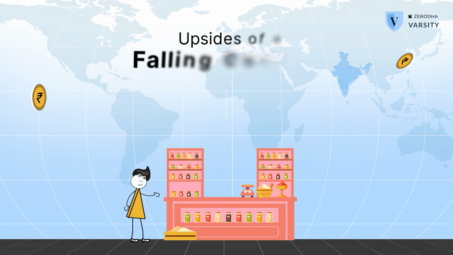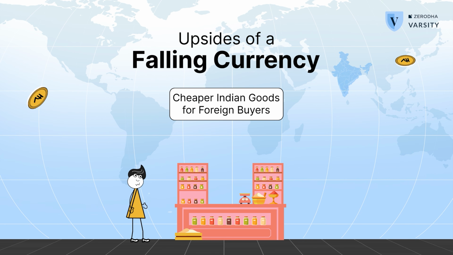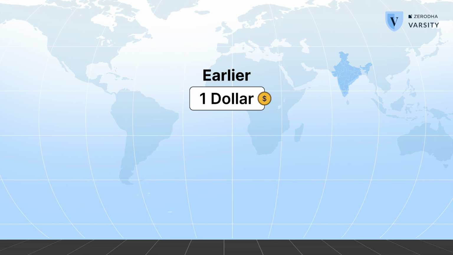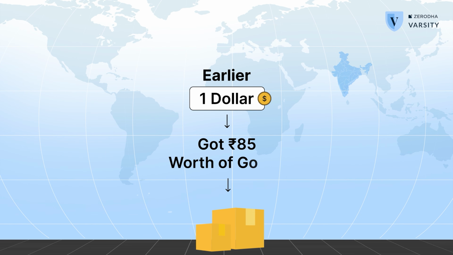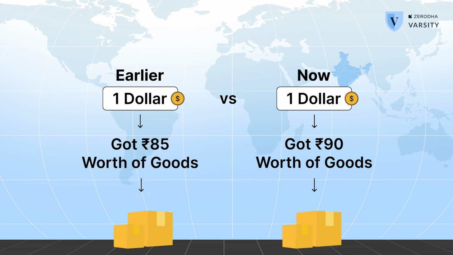But there's the good part too. For foreign buyers, Indian goods and services become cheaper. Their dollar will fetch them more stuff in the Indian market. Earlier, if they'd pay $1 and get 85 rupees worth of stuff, now they'll get 90 rupees worth of it. And that is a pretty big benefit for India's exporters, the IT companies, the pharma companies, the textile sector.